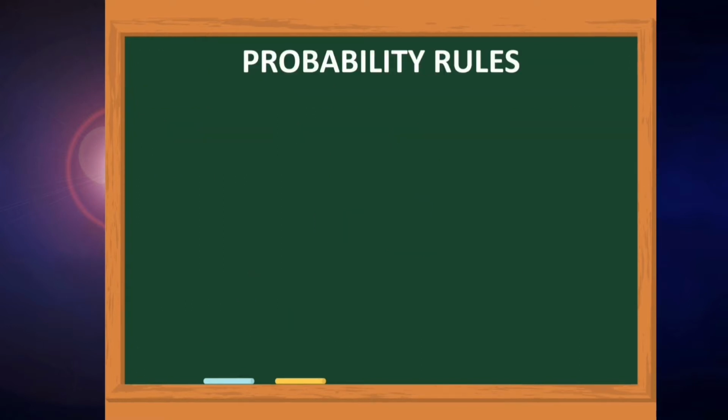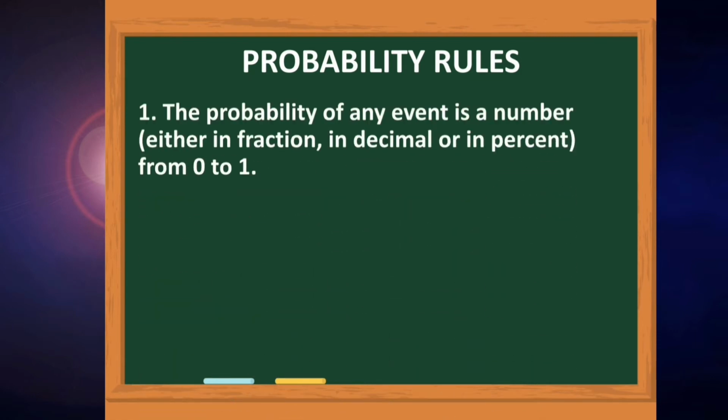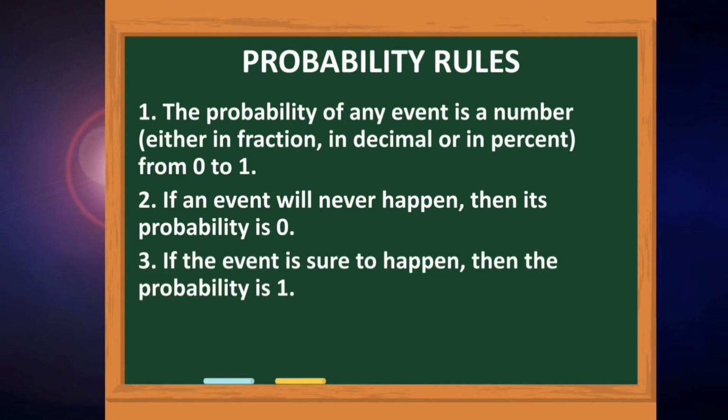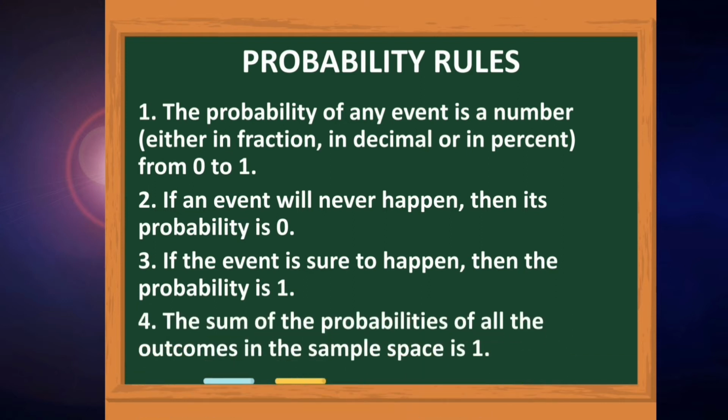There are also probability rules that we have to consider. Number 1, the probability of any event is a number, either in fraction, in decimal, or in percent, from 0 to 1. Number 2, if an event will never happen, then its probability is 0. Number 3, if the event is sure to happen, then the probability is 1, which is equivalent to 100%. And number 4, the sum of the probabilities of all the outcomes in the sample space is 1.